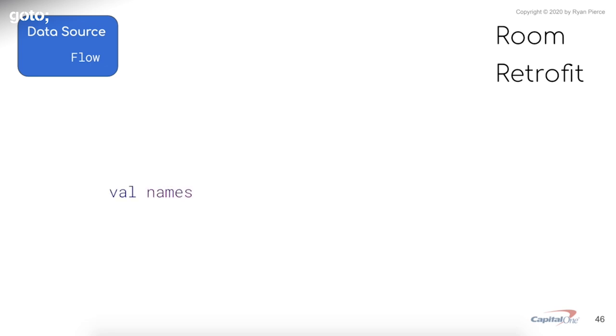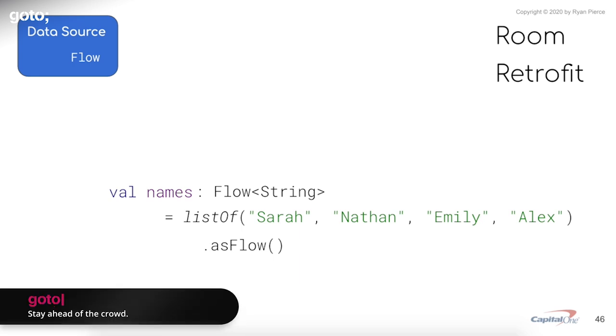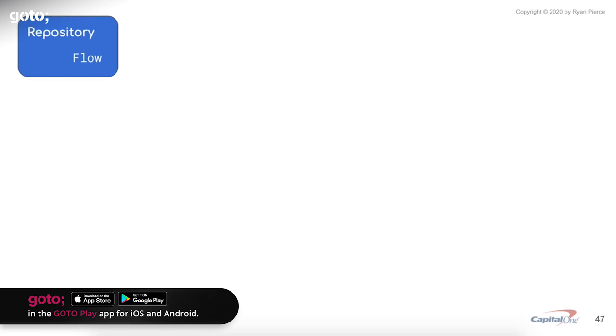So let's look at an in-memory database called names. It's a flow generated from a list of Sarah, Nathan, Emily, and Alex. And the way we make that flow is using the asFlow operator. For example, Room actually has support for flow, so you can make your data sources produce flows pretty easily with little work. But in this case, I wanted just to show a simple example of a source of data, these names.